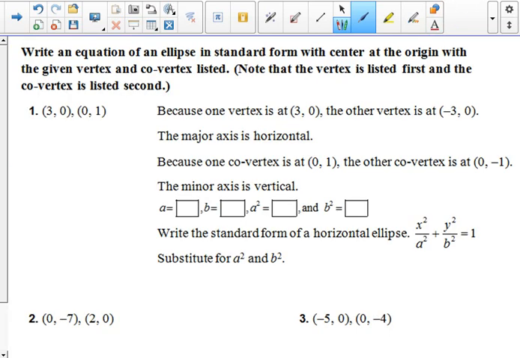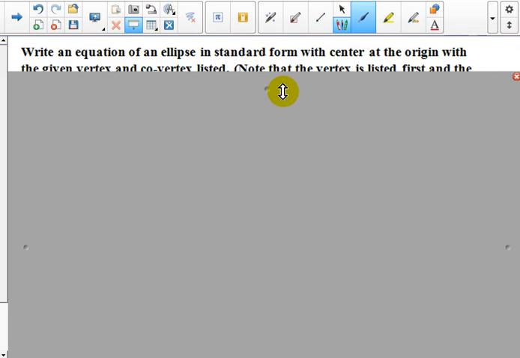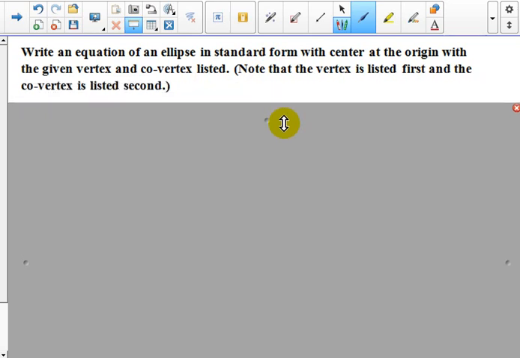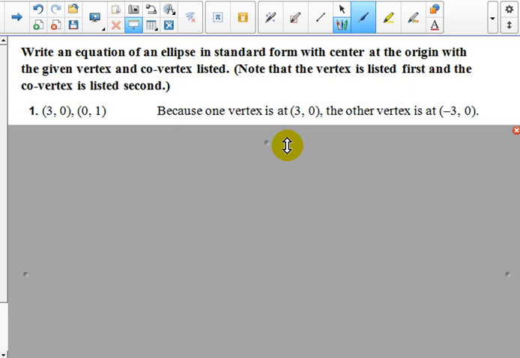So let's look at your first problem in your workbook. These should take about 2 minutes each. Let's work the first one together. It says write an equation of an ellipse in standard form with center at the origin and the given vertex and co-vertex listed. Note that the vertex is listed first and the co-vertex is listed second. So that's the vertex and that's the co-vertex.